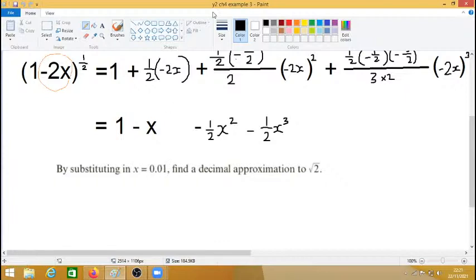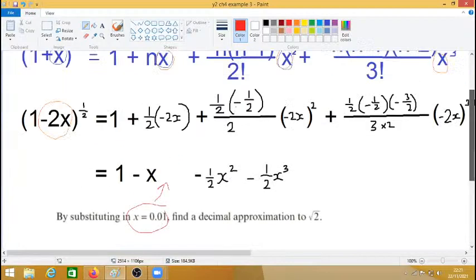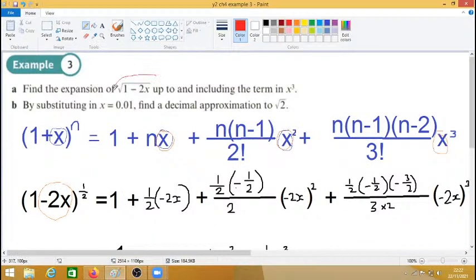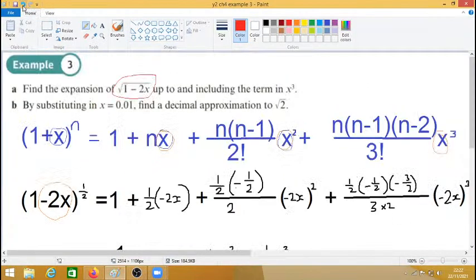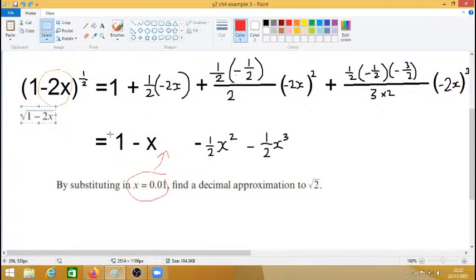So the question is, substitute it into what? Do we substitute it into our answer here? Do we substitute it into the original expansion that we were trying to do here? And the answer is both. What we're saying is that this original question, the square root of 1 minus 2x, apart from changing the square root to the power half, we can just leave it as the square root.